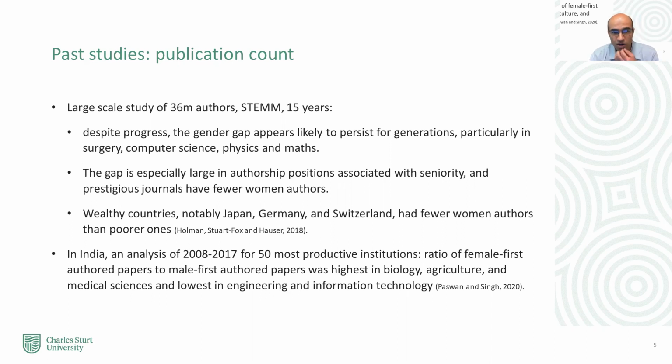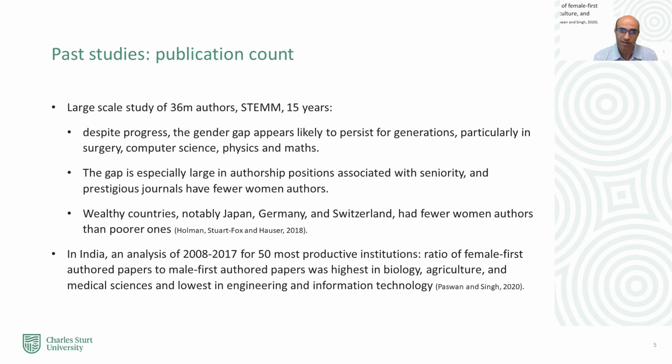The gap is especially large in authorship positions associated with seniority. And also prestigious journals have fewer women authors. The other interesting thing they found was that wealthy countries such as Japan, Germany, and Switzerland had fewer women authors than poorer ones. A study in India showed that the ratio of female first authored papers to male first authored papers was highest in biology, agriculture, and medical sciences, and lowest in engineering and information technology.